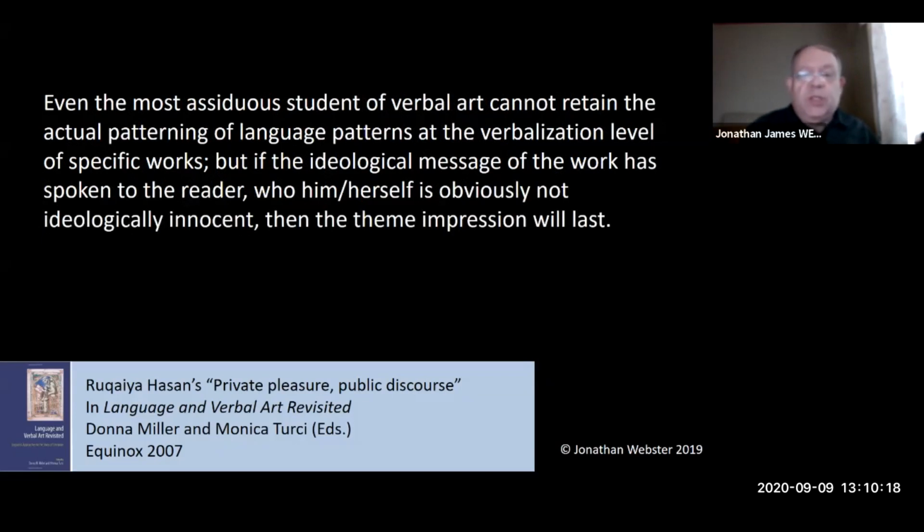Even the most assiduous student of verbal art cannot retain the actual patterning of language at the verbalization level of specific works. No, you cannot retain, she says. You cannot remember what the language is doing. But if the ideological message of the work has spoken to the reader, who him or herself is obviously not ideologically innocent, then the theme impression will last. Has the ideological message spoken to you, the reader?